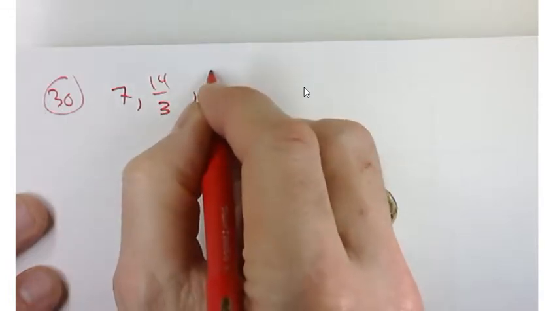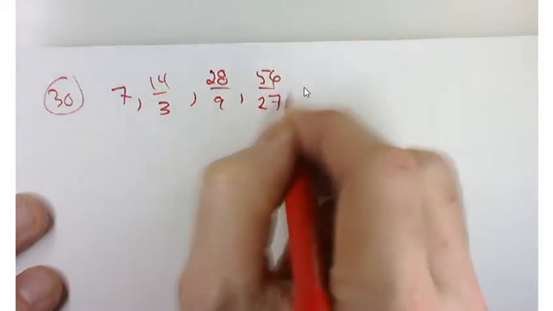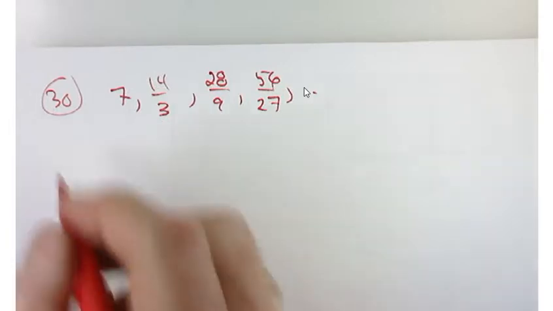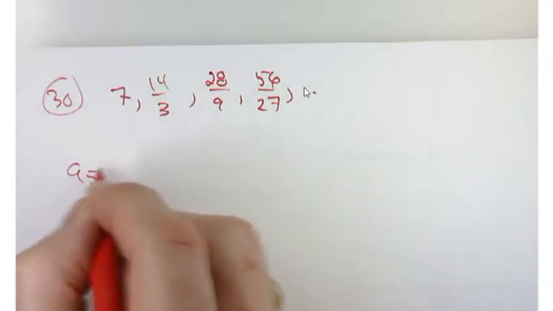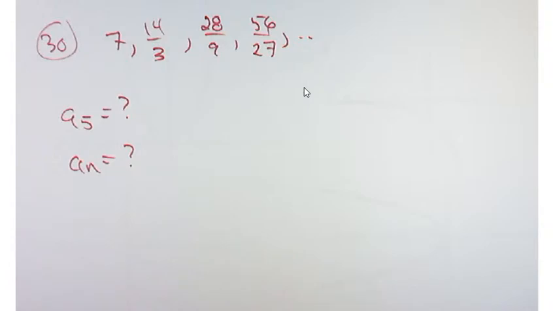So that's going to be 28/9, and then 56/27. So there's a couple things that I want here. I want to know what the fifth term is, a sub 5, and I want to know what the general term is. So those are the two things I'm looking for in problem number 30.